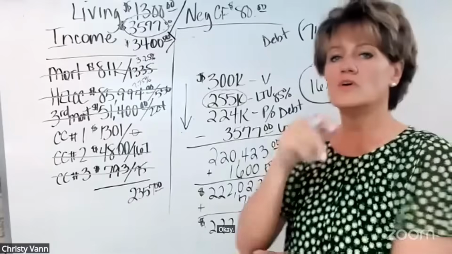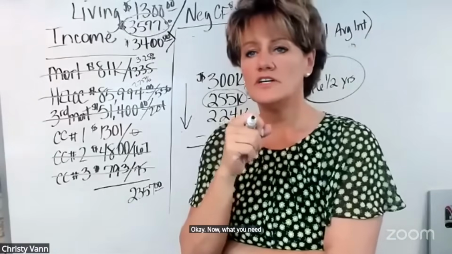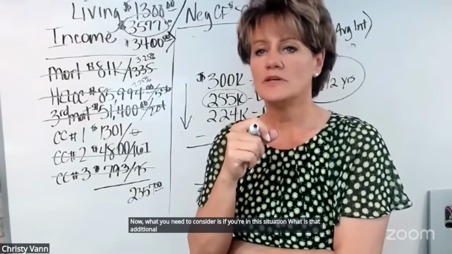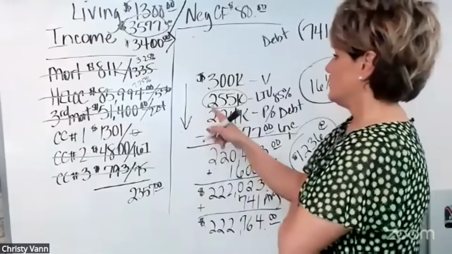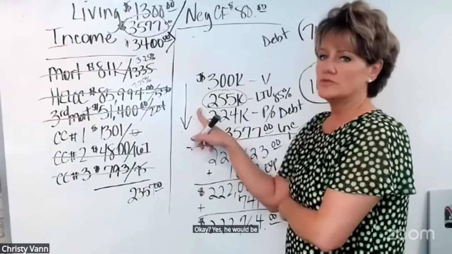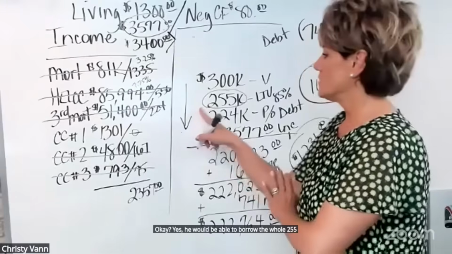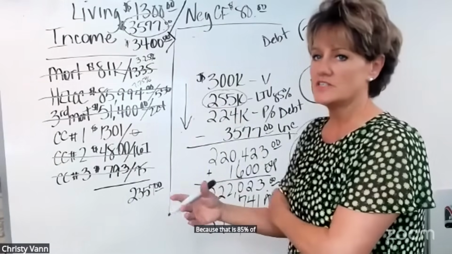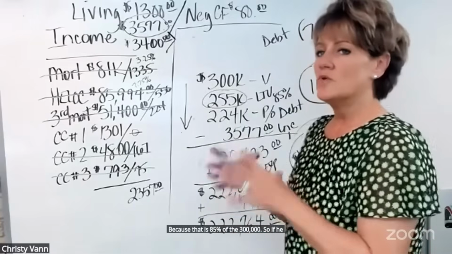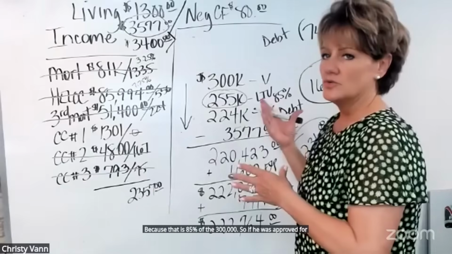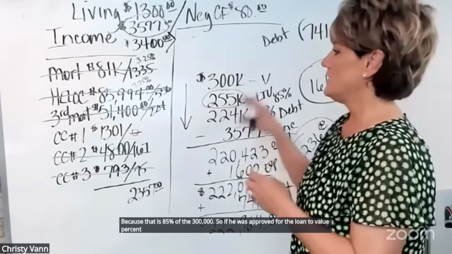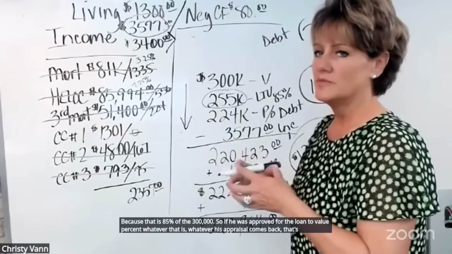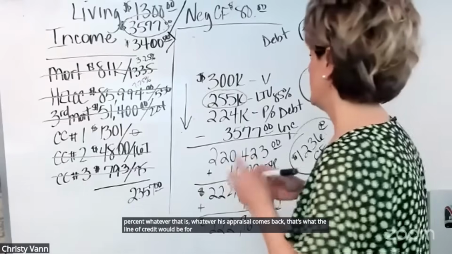Okay. Now, what you need to consider is if you're in this situation, what is that additional income that he's going to be bringing in? Okay. Yes, he would be able to borrow the whole $255,000 because that is 85% of the 300,000. So if he was approved for the loan to value percent, whatever that is, whatever his appraisal comes back, that's what the line of credit would be for that amount, the loan to value. I hope that makes sense.